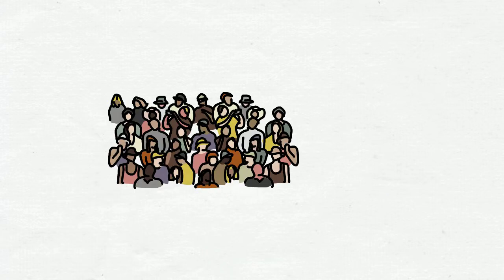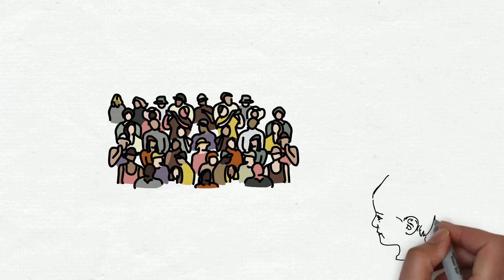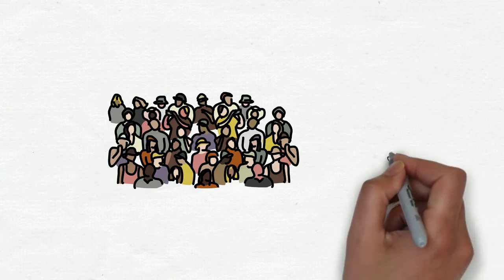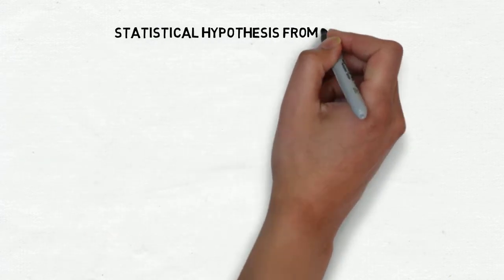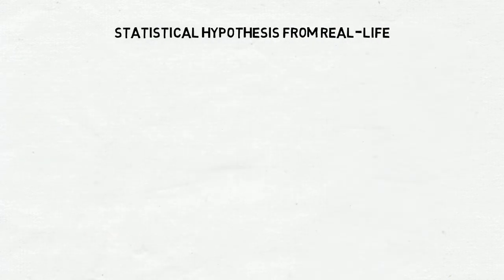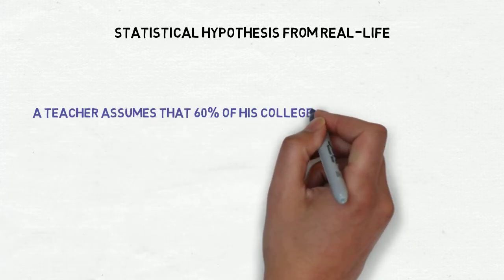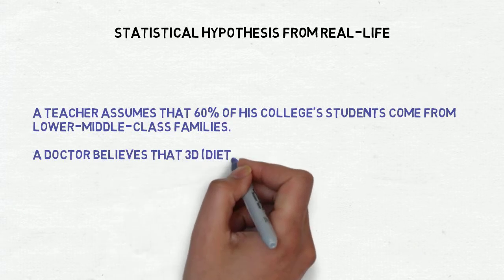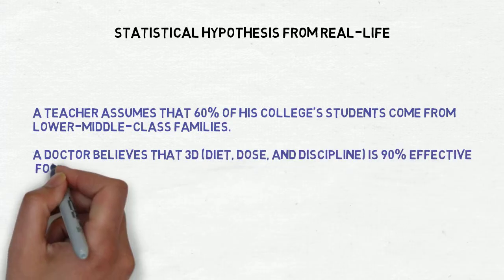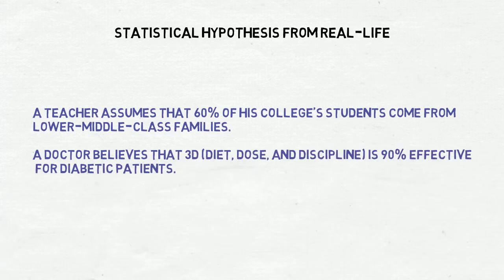Another way, you just put an assumption about a population parameter to the test. It is used to determine the relationship between two statistical variables. Now let's see about statistical hypothesis. From real life, a teacher assumes that 60% of his students come from lower middle class families. A doctor believes that a feeding is 90% effective for diabetic patients. Now you know about hypothesis testing.